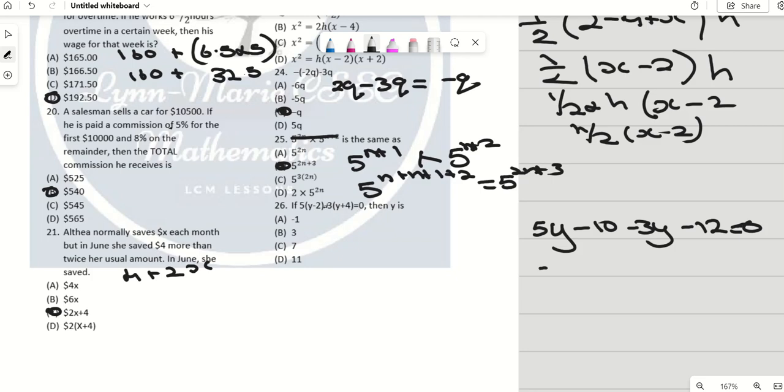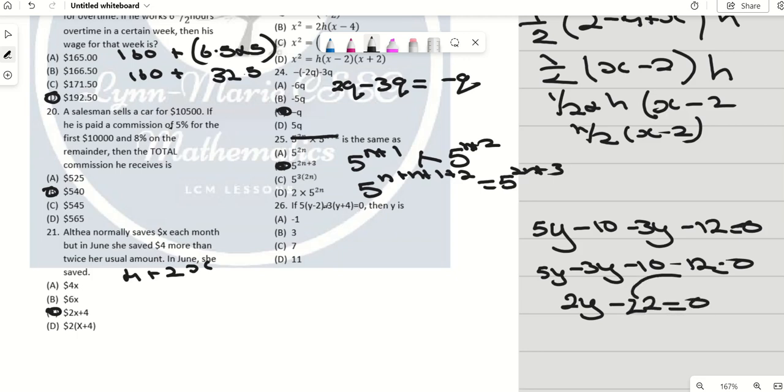So 5y minus 3y minus 10 minus 12 is equal to 0. So you get 5 minus 3 is 2y, minus 10 minus 12 is minus 22, equal to 0. You make y the subject: you carry across minus 22 first, so you get 2y is equal to 22. Then y would be 22 divided by 2. You carry across, multiply by 2 to divide by 2, so the answer is D.